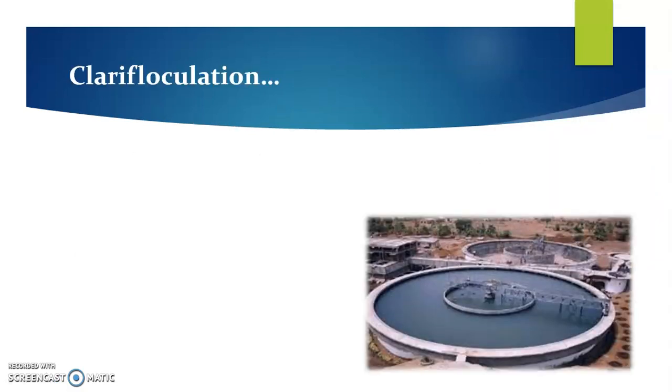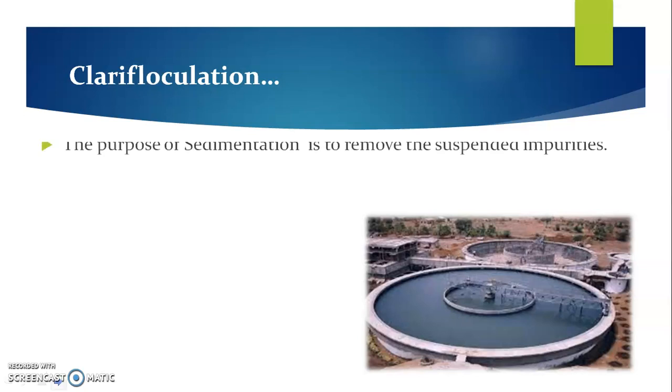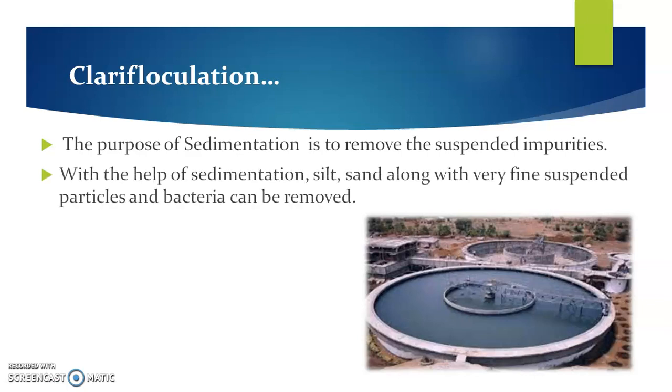Clariflocculation. Clariflocculation is a combination of two different processes, clarification and flocculation. Flocculation is nothing but the slow mixing and clarification is nothing but the sedimentation. The purpose of sedimentation is to remove the suspended impurities. With the help of sedimentation, silt, sand along with very fine suspended particles and bacteria to a small extent can be removed.